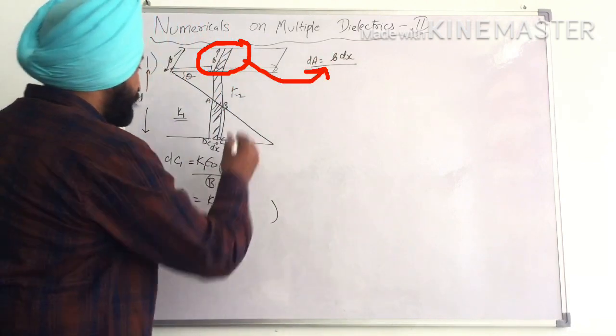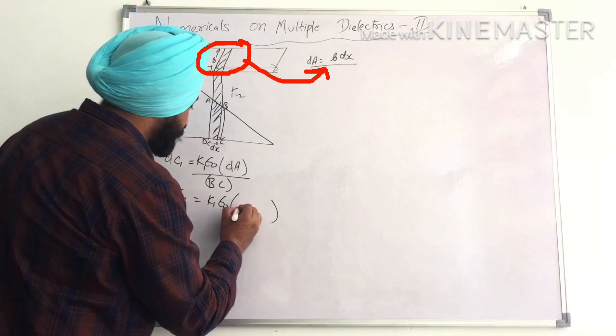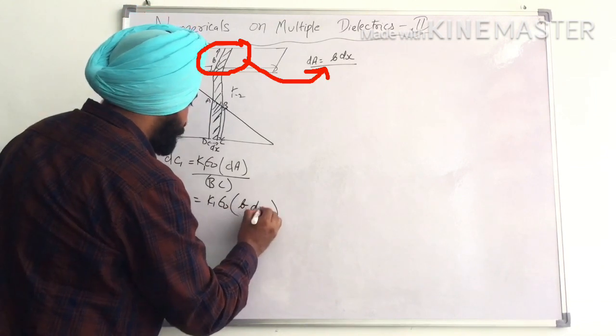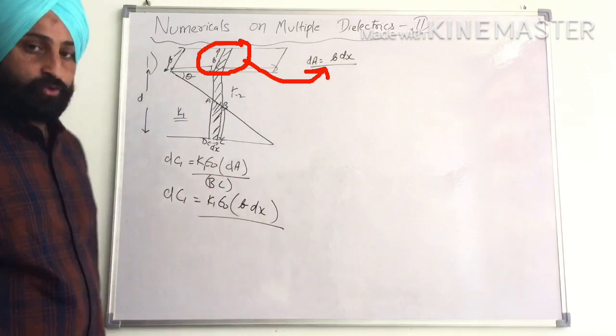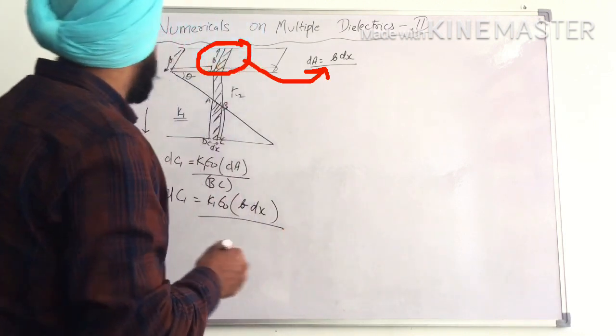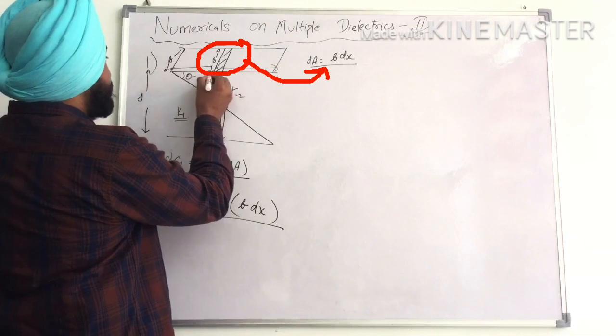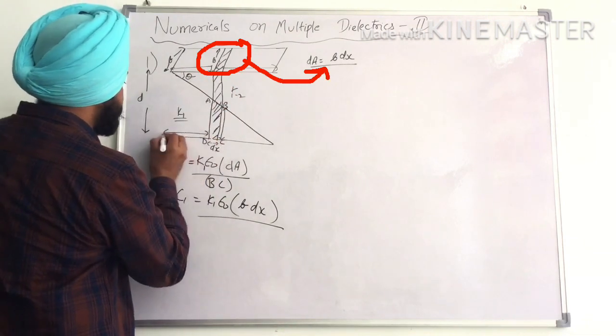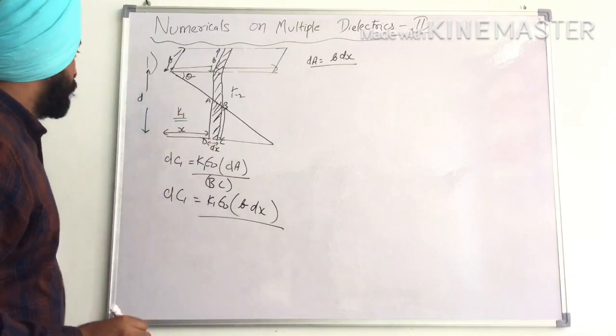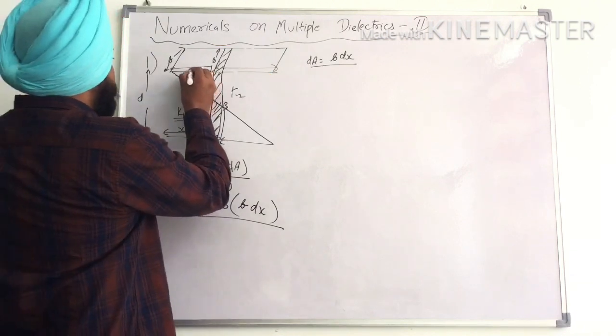Now I will be substituting the value of dA over here. It will come as b dx. Now again, what will be BC? Now to calculate BC, what I will be doing, now let this distance from here be x. I am considering this distance from here is x. So this will also be equal to x.